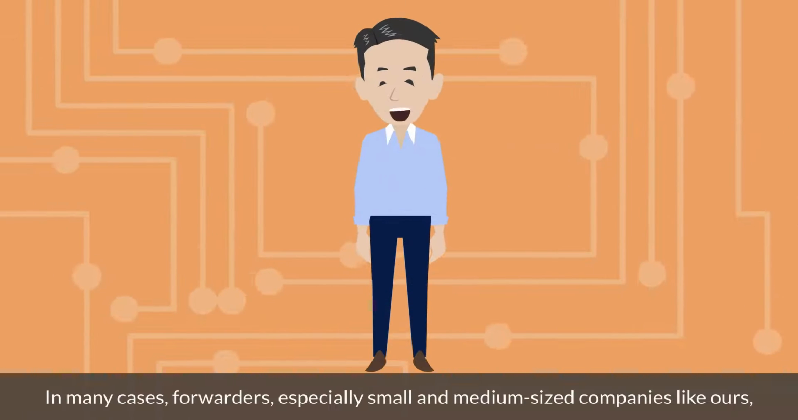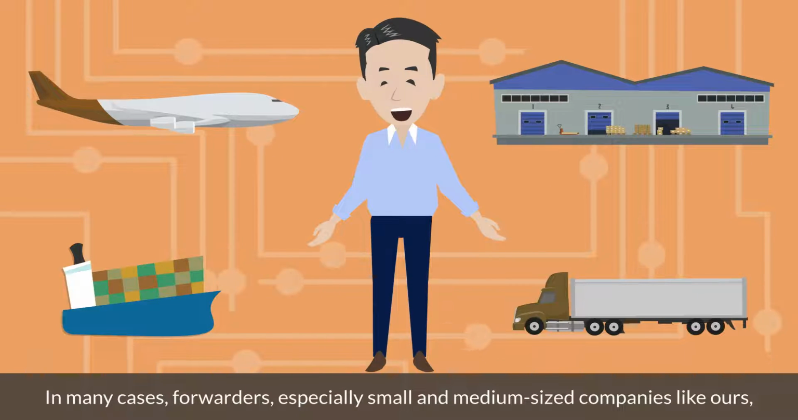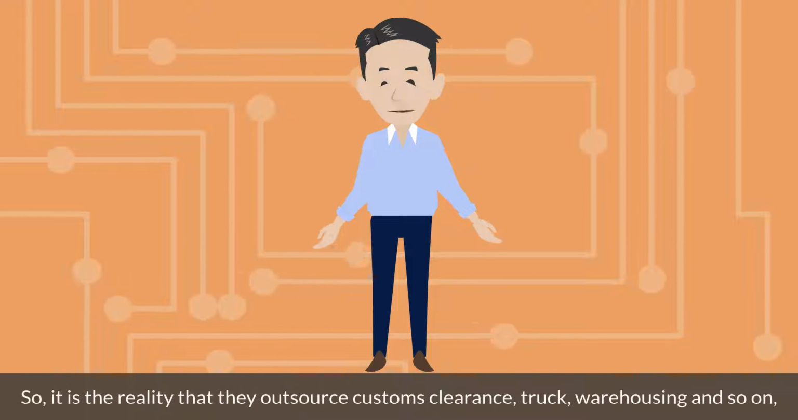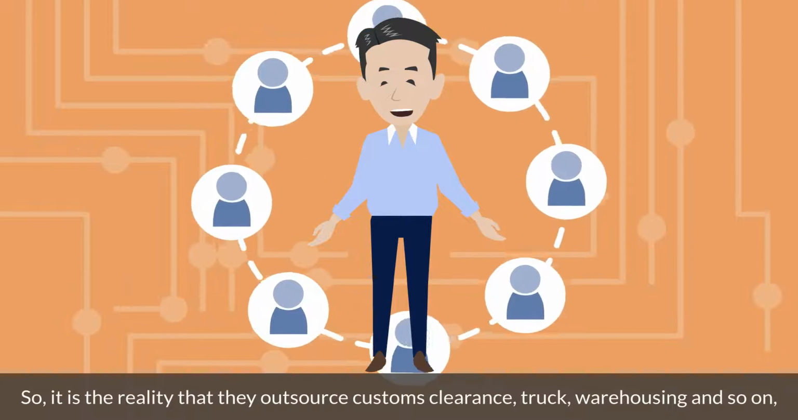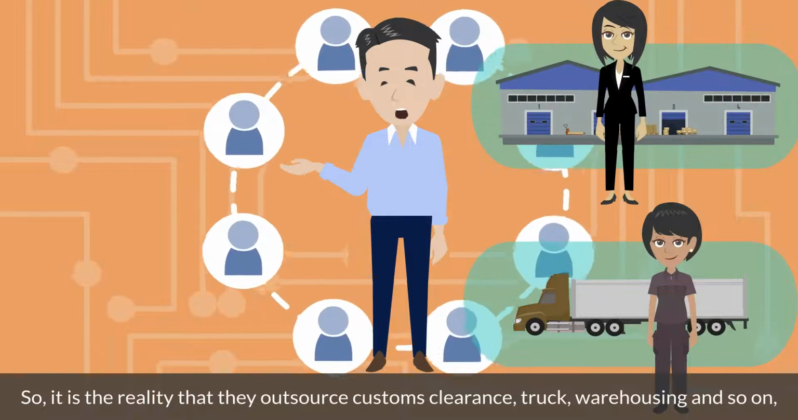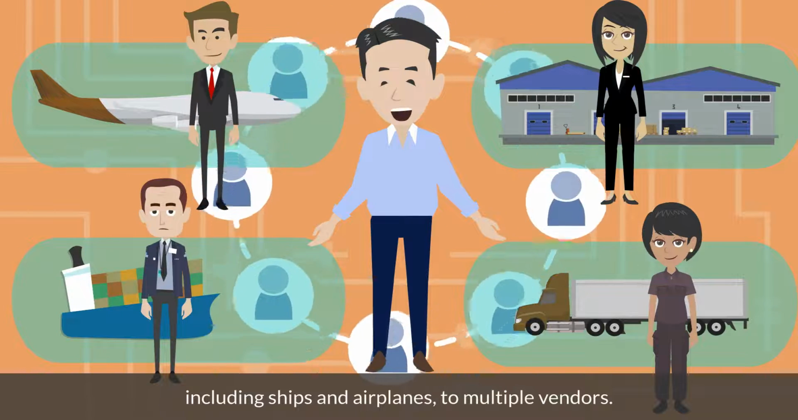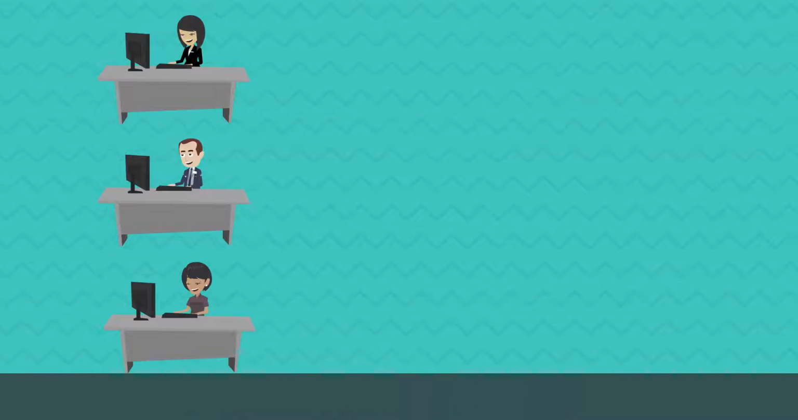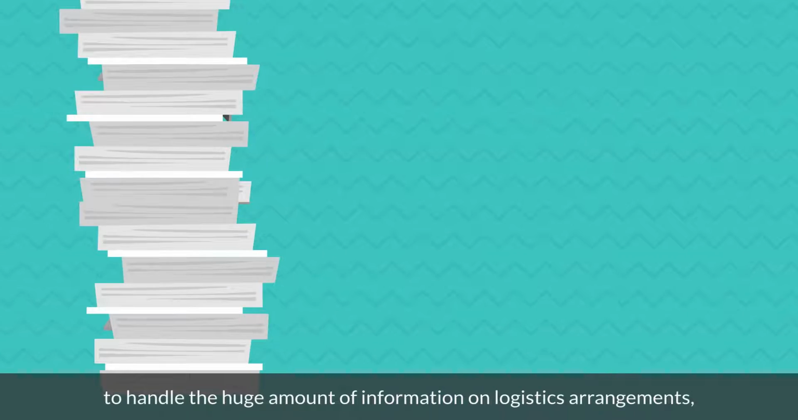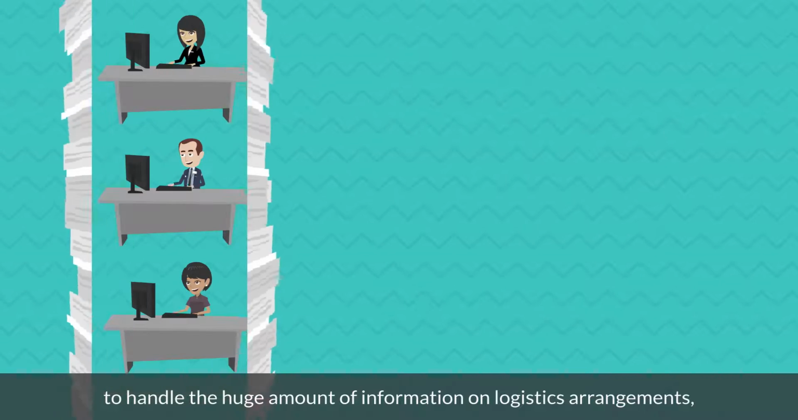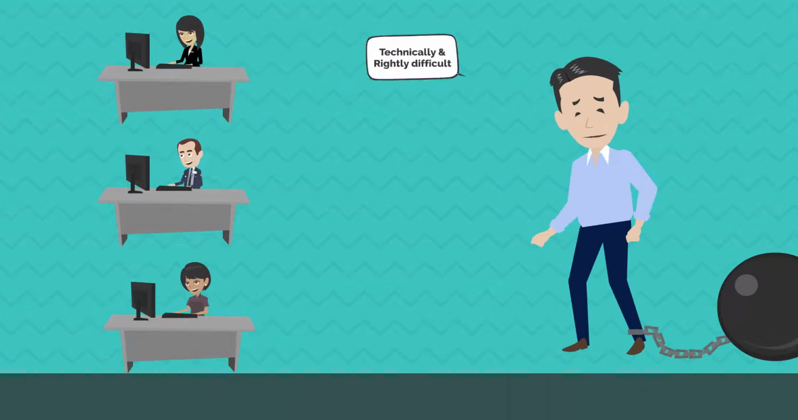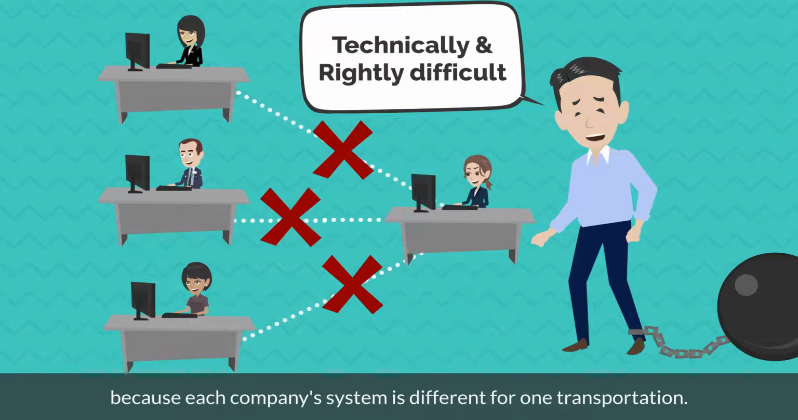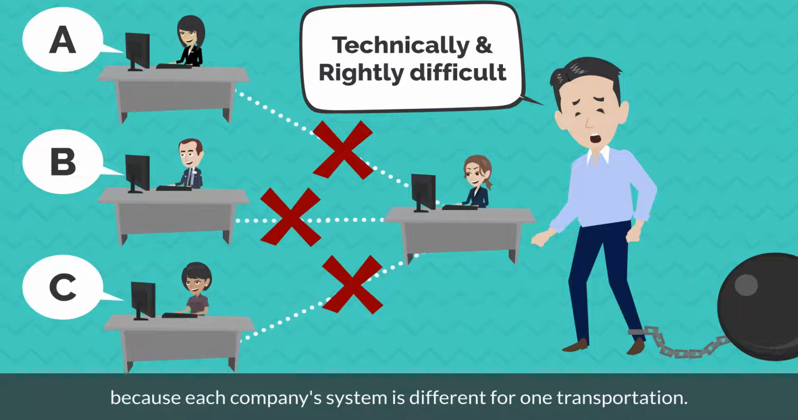In many cases, forwarders, especially small and medium-sized companies like ours, basically do not have assets, their own facilities. So, it is the reality that they outsource customs clearance, truck, warehousing and so on, including ships and airplanes, to multiple vendors. Nowadays, each vendor or company has its own system. Without a system, it would be impossible to handle the huge amount of information on logistics arrangements, but this system is a hindrance. It is technically and legally difficult to link the forwarder's platform with each company's system, because each company's system is different for one transportation.